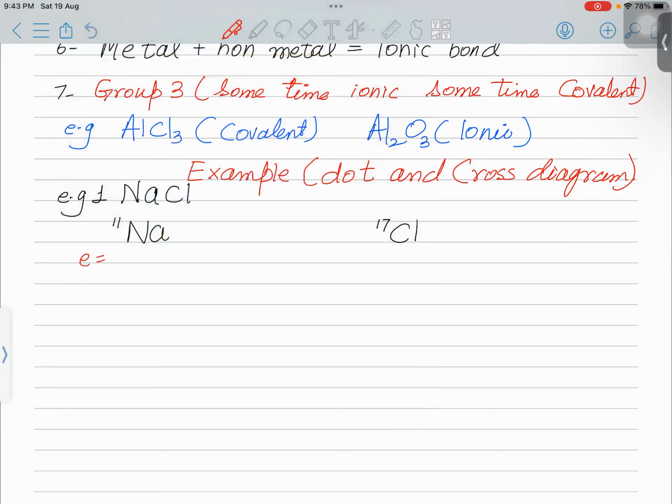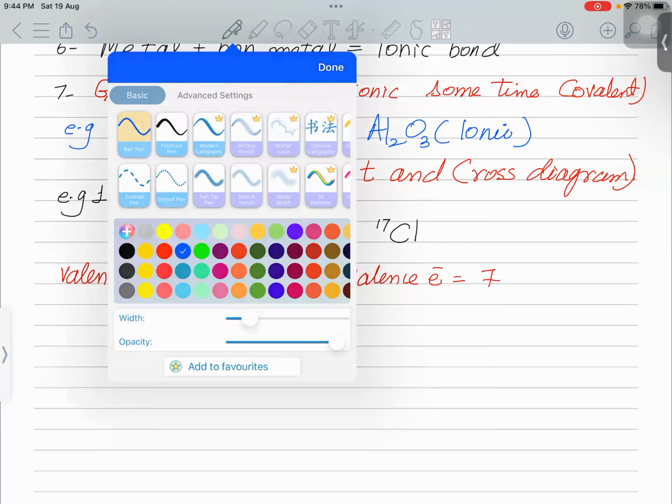Can you tell me the group number of sodium? Group 1. So we need only valence electron. So valence electron is 1. Can you tell me the group number of chlorine? 7, sir. So 7 electrons.